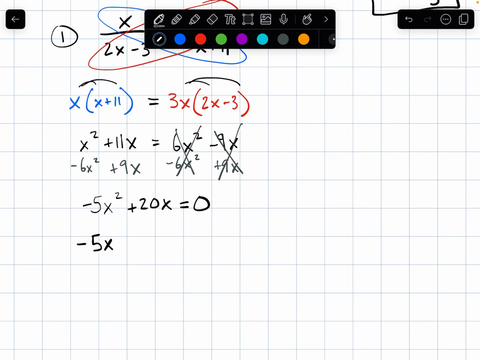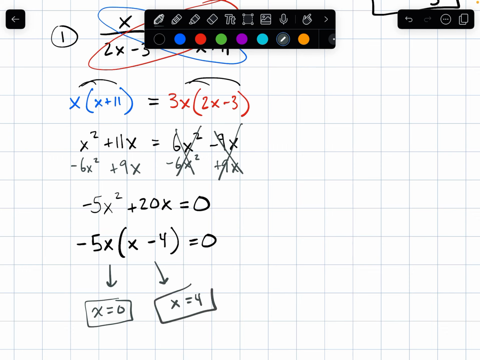And so if I divide both of these by negative 5x, that would leave me with x minus 4 equals 0. And at this point here, I'm going to go ahead and see what each of these answers are going to be, right? We know that I have to have two answers. It's quadratic. So on the one hand, x could be 0 if I plug in a 0 here. On the other hand, x could be 4 if I plug in a 4 here.